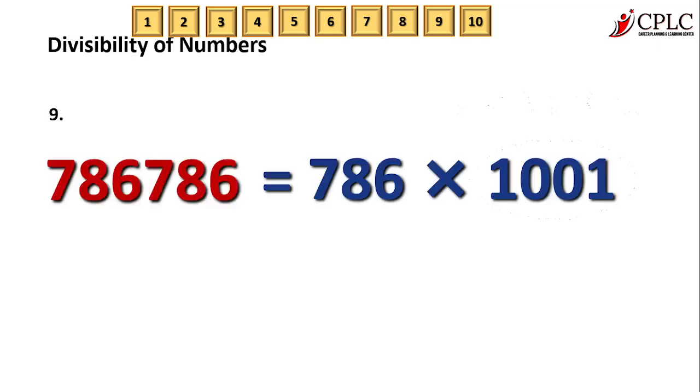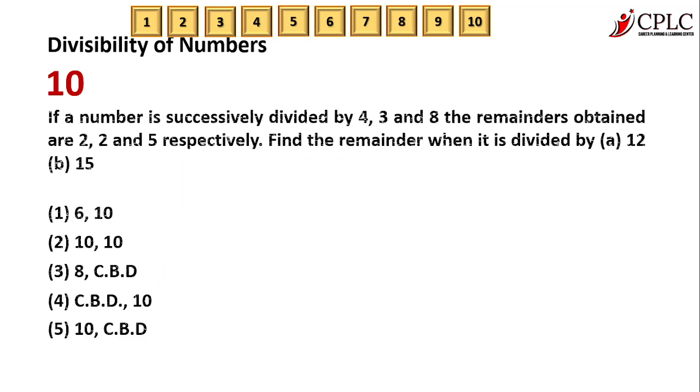Okay, let's do the last one. It's a great question which says there is a number which, when successively divided by 4, 3, and 8, one after another, the division should happen back to back, the remainders obtained are 2, 2, and 5 respectively. What is the remainder when the same number is divided by 12 and 15 for that matter?